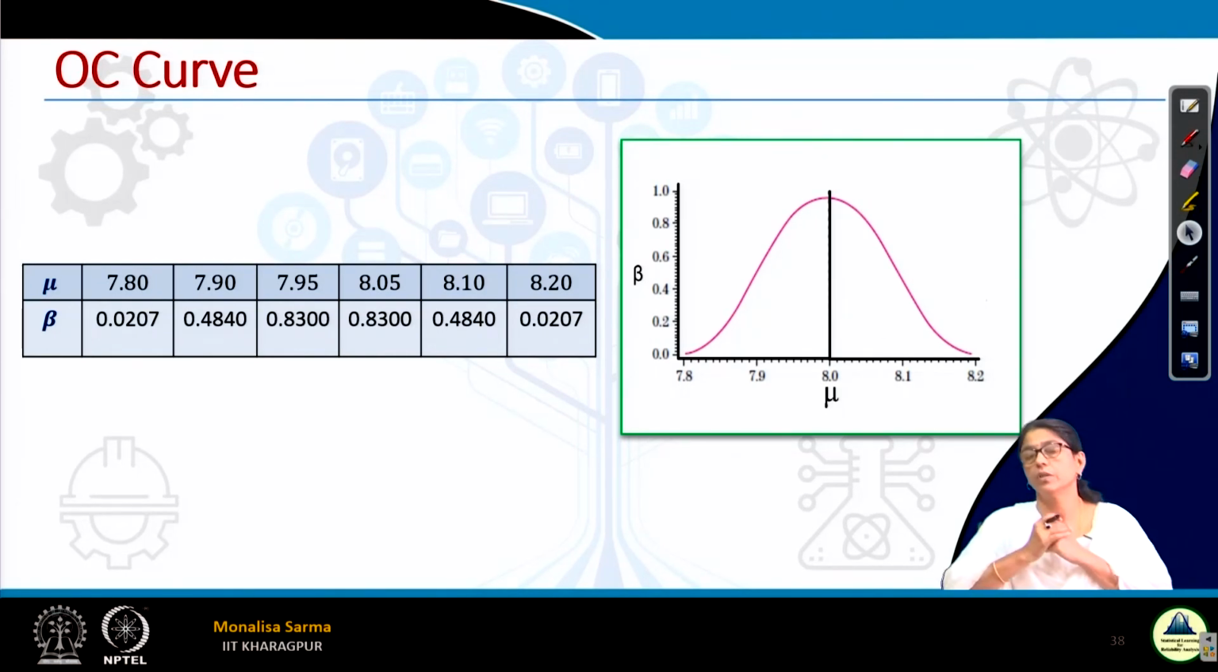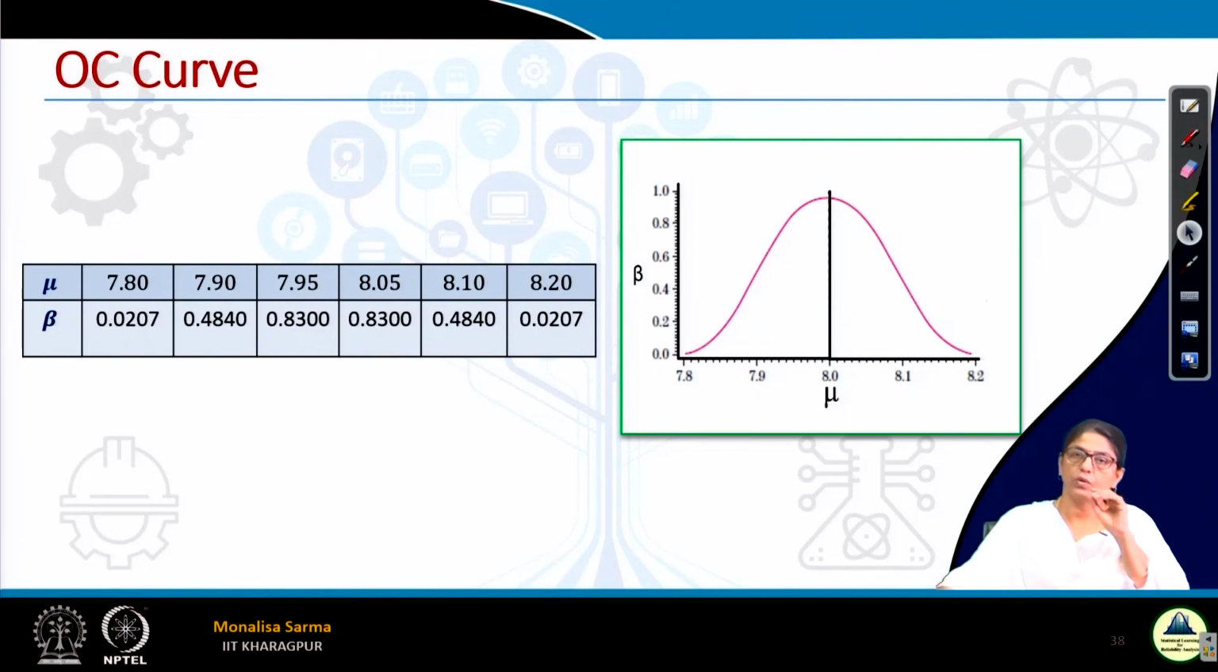So see what happens when my actual value goes very near to the hypothesized value: my type 2 error is very high. Meaning I am accepting a false null hypothesis. But when my value is not very different but very near to the hypothesized value, even if I am accepting a false null hypothesis, it will not have a very serious effect.